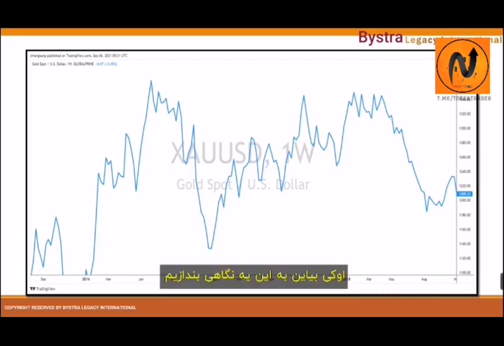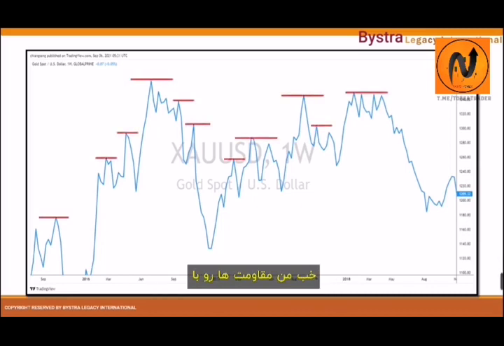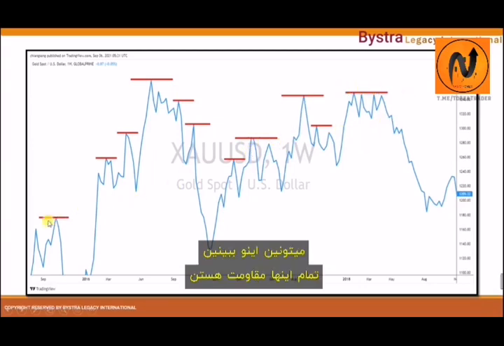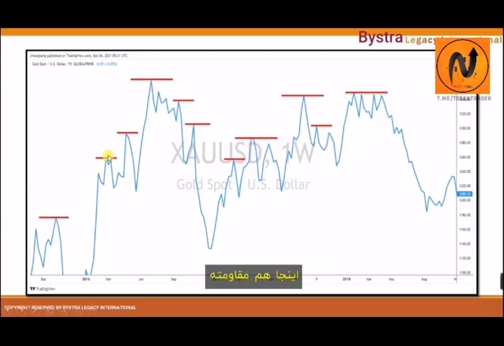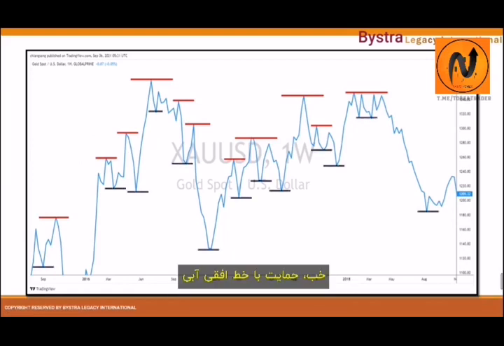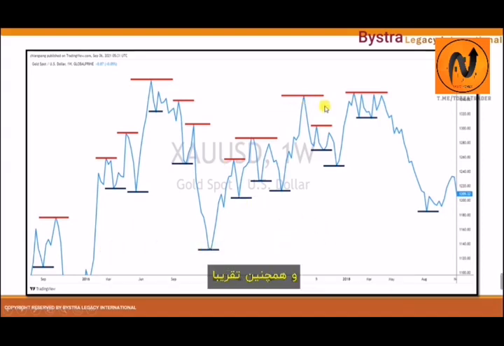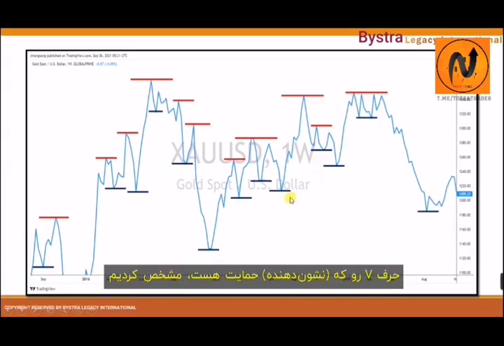Okay, let's look at this. I'm going to mark the resistance first. I'm going to mark the resistance as a red horizontal line. You can see this? All these are the resistance. Here is also resistance. Next, let's look at the support. The support is marked with the blue horizontal line. Okay, guys, now we have marked roughly the resistance, and we also have marked roughly the capital letter V, which is the support.